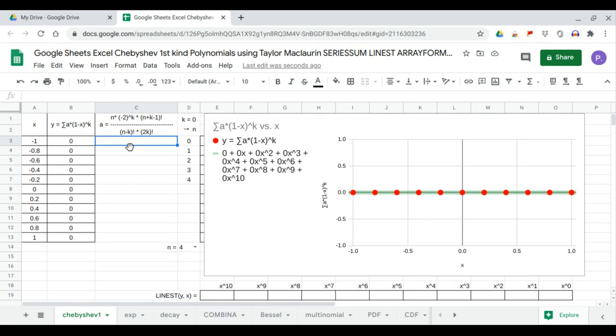Next, we complete the coefficients. So that is starting from the numerator. So array formula of n times minus 2 to the power k times factorial n plus k minus 1. Enter.